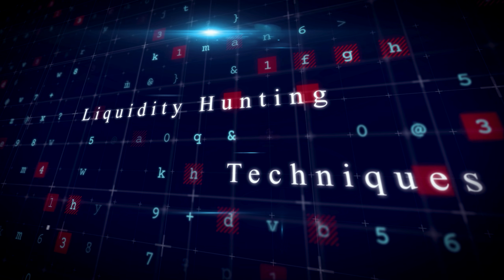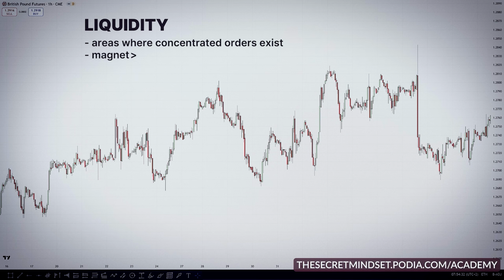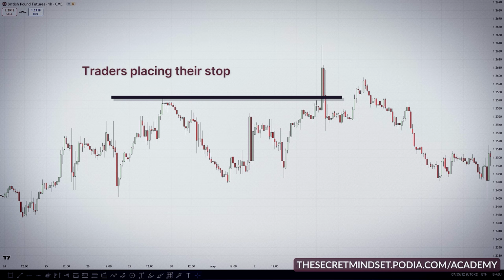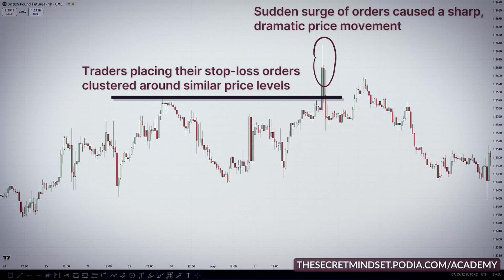Markets often move to areas with concentrated liquidity. When we talk about liquidity, we are referring to areas where concentrated orders exist. These zones are like magnets that attract price movement, and institutional traders deliberately target these zones to trigger significant market movements. Picture traders placing their stop-loss orders clustered around similar price levels. When price reaches these zones, it creates a cascade of automatic buy or sell orders. This sudden surge of orders can cause sharp, dramatic price movements that catch many traders off guard.